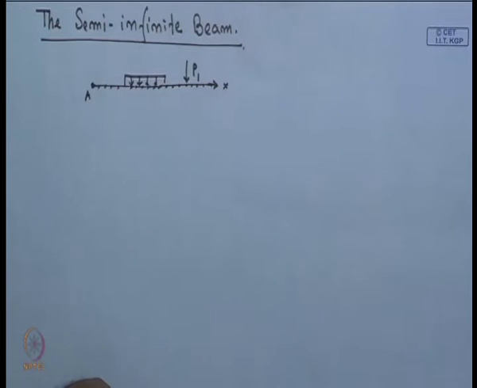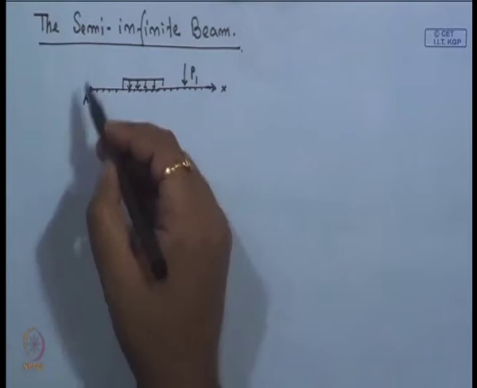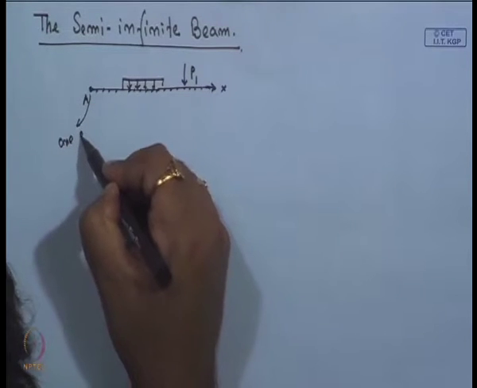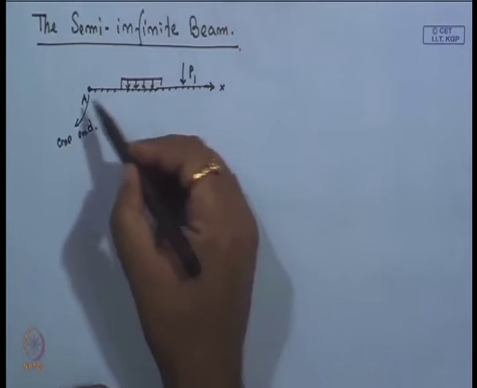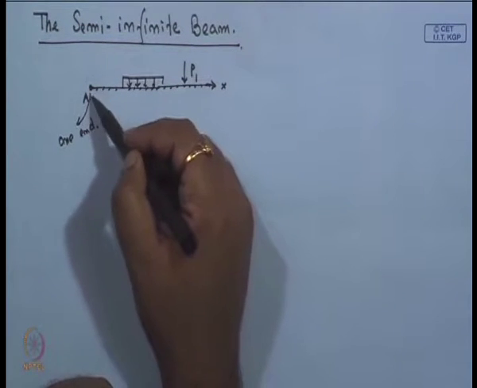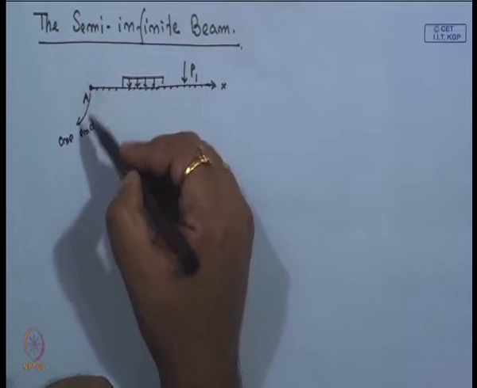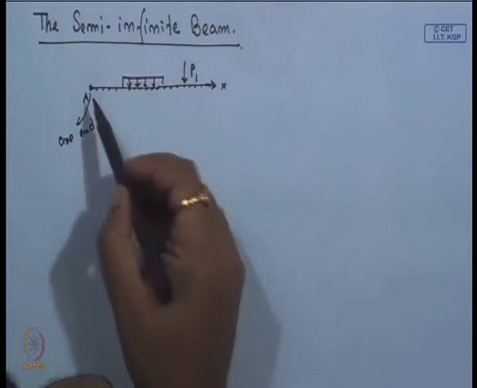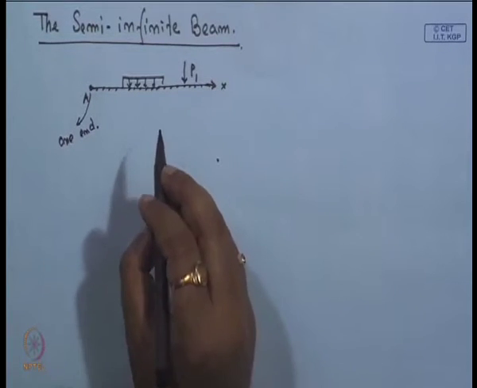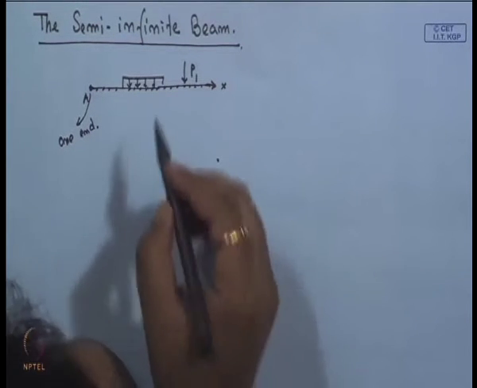So this is one end of the beam. Depending upon the type of end condition, it can be a free end, a fixed end, or a hinged end. That is basically one end of a beam, and then it is extended in one particular direction. Now, how to solve this type of problem?